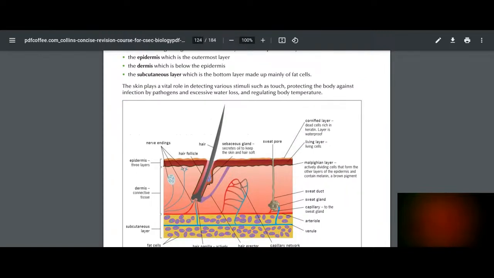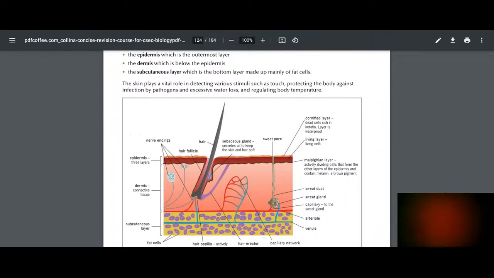I urge you guys to know this diagram: know where the dermis is, where the subcutaneous layer is, where the epidermis is, and where the hair and the hair follicle are. The hair is long, and whatever holds the hair is the hair follicle. Know where the subcutaneous layer is, basically where you have the little dots. Know where the sebaceous gland is, which secretes oil to keep the skin and the hair soft. Know where the capillary network is, and know where the sweat pore is.